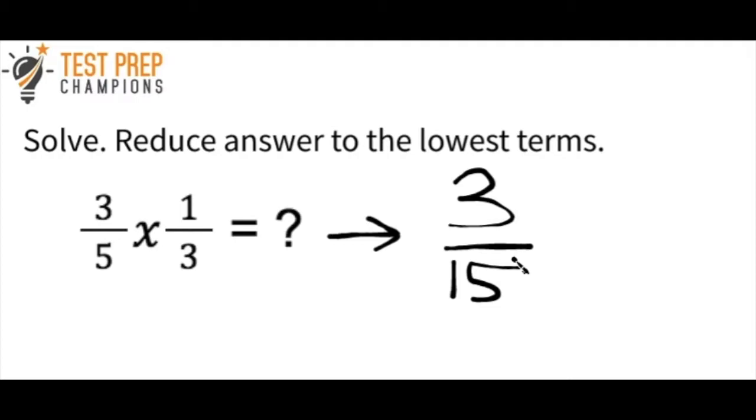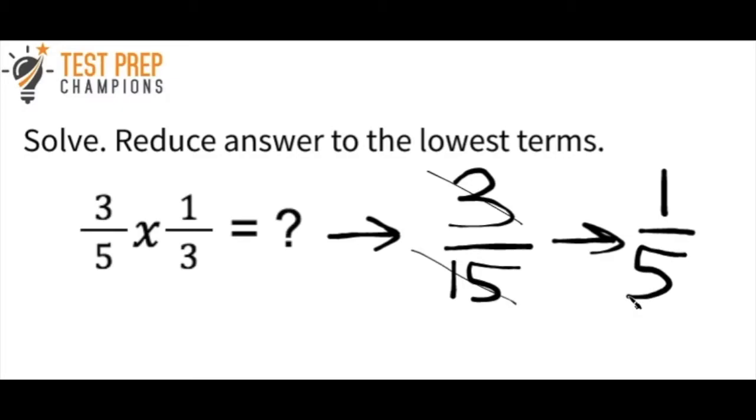All right, so in other words, I want to see if there's a number I can divide both the top and the bottom number by. And in this case, I can just simply do 3. So let me rewrite what happens here when I divide the top number by 3 and the bottom number by 3. So 3 divided by 3 is just simply 1. 15 divided by 3 is going to give me 5. So the final answer here is 1/5.